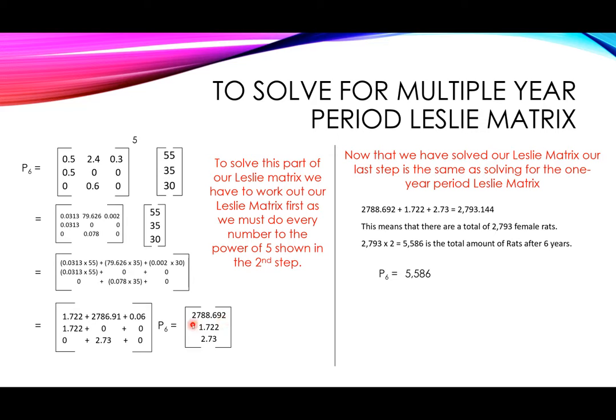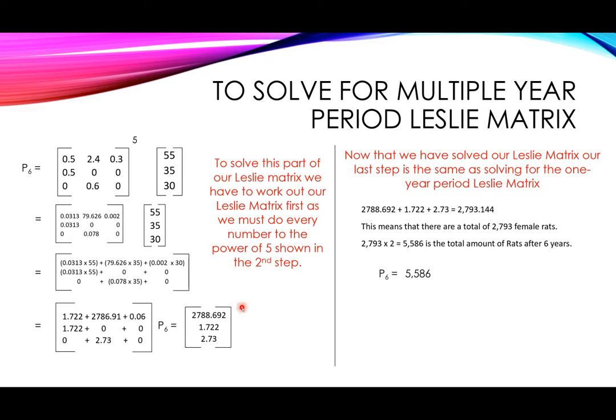So we can find out our total amount of 0 to less than 1 year olds, total amount of 1 to less than 2 year olds, and total amount of 2 to less than 3 year olds. And we can come from this step up here to adding them all up like our first step, and we find a number of 2,793.114, which means that there are a total of 2,793 female rats. From here, we times it by 2 to account for the male rats, which gets us a population after time period 6 equal to 5,586 rats.